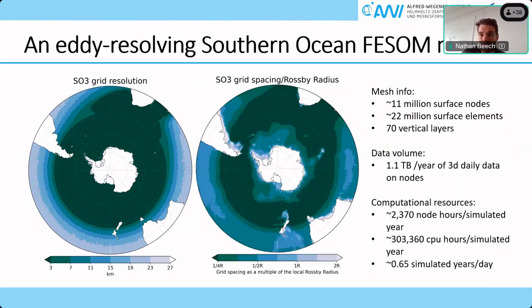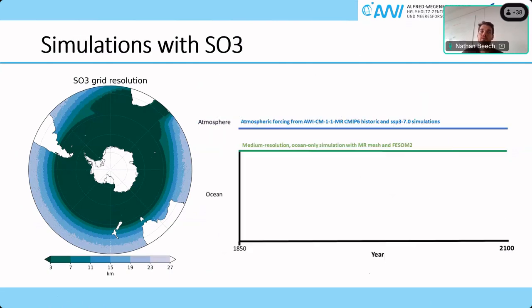But given that this was part of my PhD and I didn't have all the resources to throw at it, I had to go about reducing the computational cost of working with this mesh. And so the first thing that I had to do was, rather than run it as a coupled simulation, to run it as a standalone ocean. And so I used the atmospheric data that was produced by AWI for CMIP6, as well as the medium resolution mesh that was used by AWI-CM in CMIP6 to begin with.